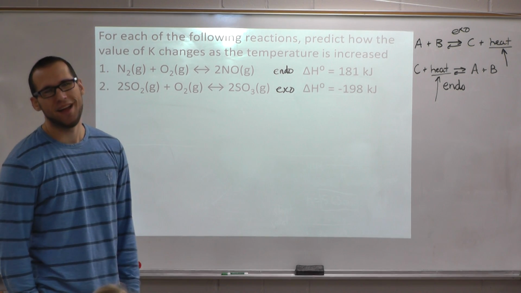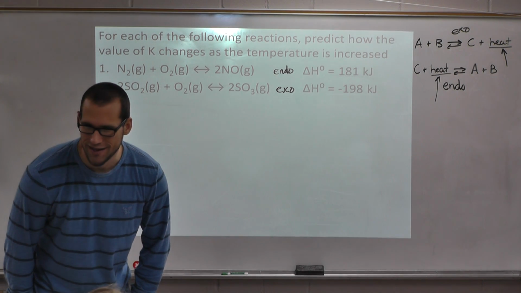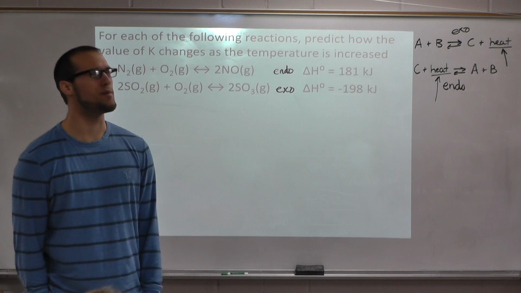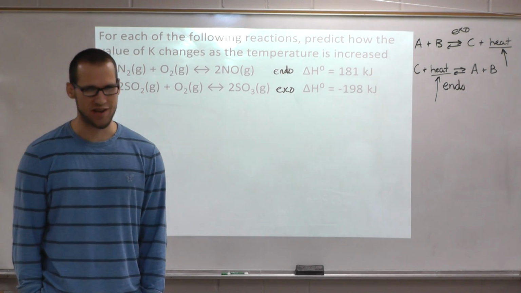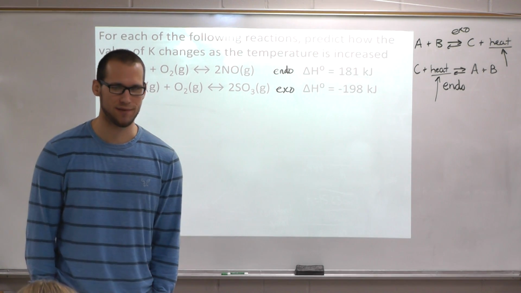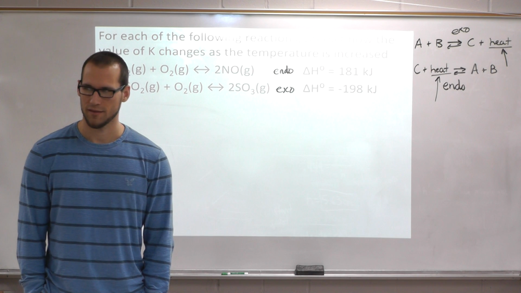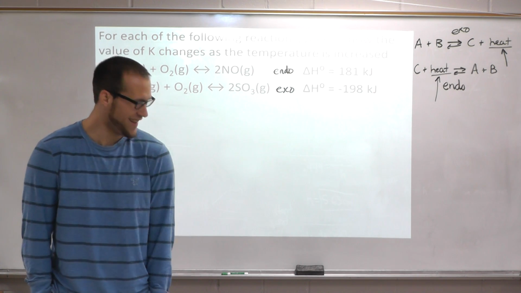If it's shifted right, what are you producing? More products. So in an equilibrium expression, you have products over reactants, so products increase. So if you shift right, your K will what? Go up. Yeah, that makes sense.